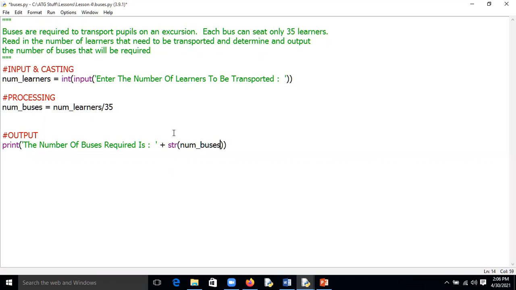Just remember once again that all our variables need to be meaningful. That means just by looking at the name of the variable, we have a very good idea as to what data it's storing and what it represents. So let's go and run it.